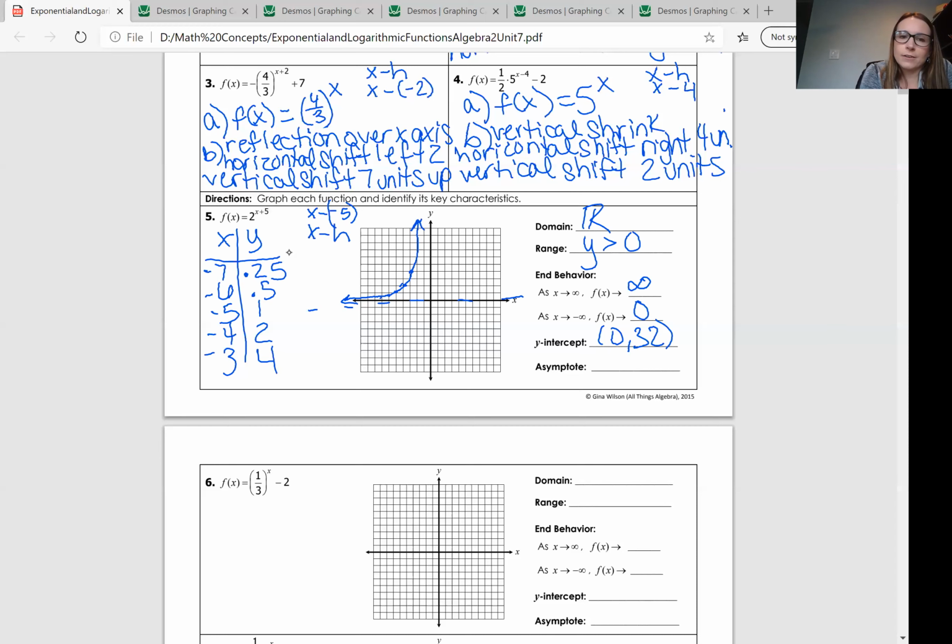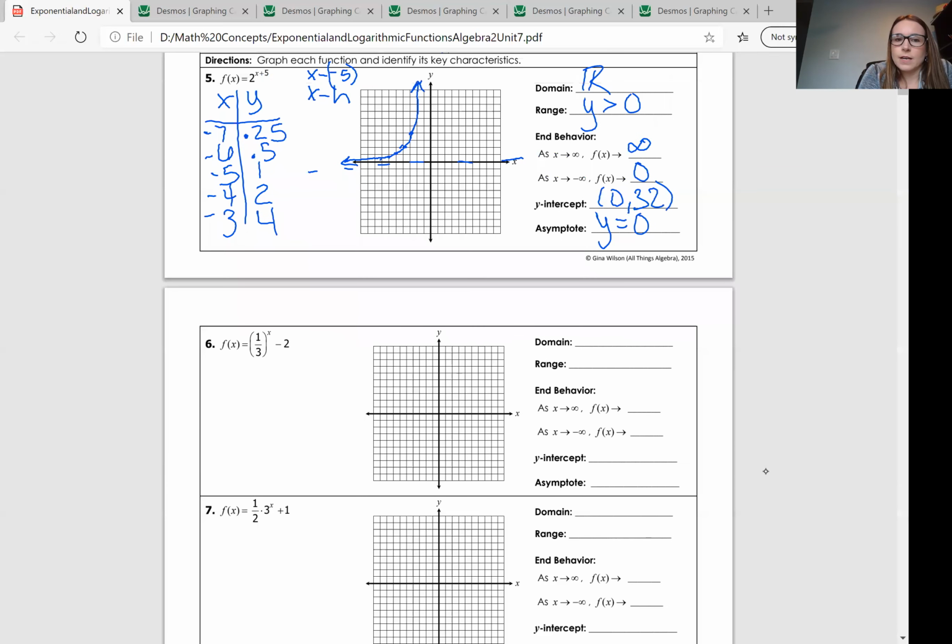Same thing if you don't have a calculator to do this table, you can still do this. It might be a little more difficult. But you have negative 3. Substitute in a negative 3. Negative 3 plus 5 is 2. 2 squared we know is 4. That's how you get these numbers. Next, your asymptote is right here, which is just y equals 0.